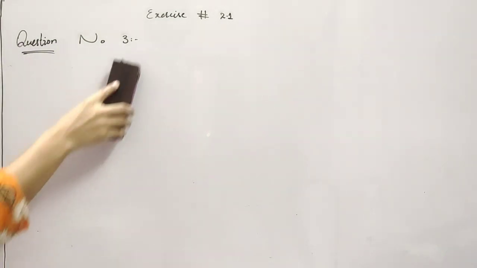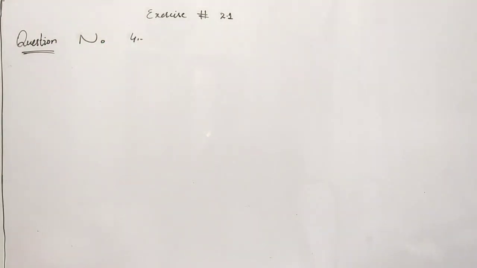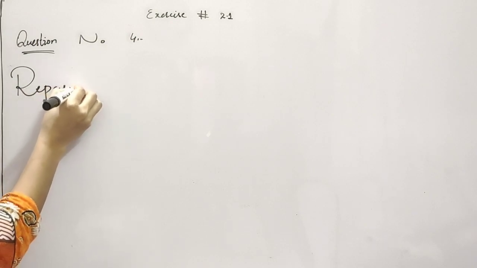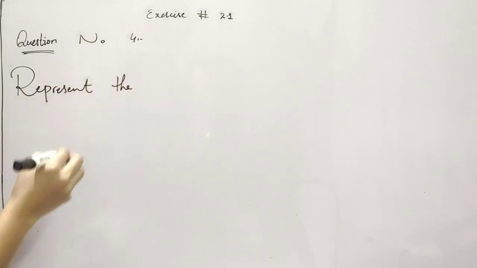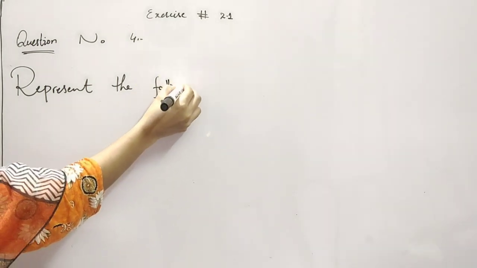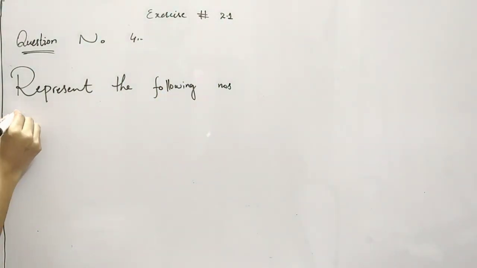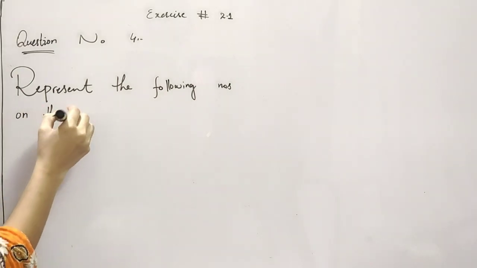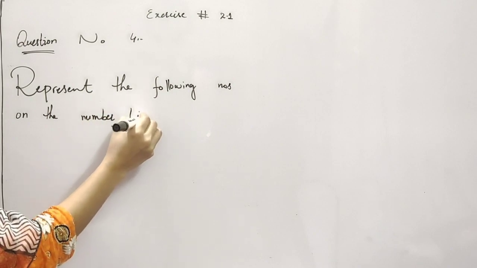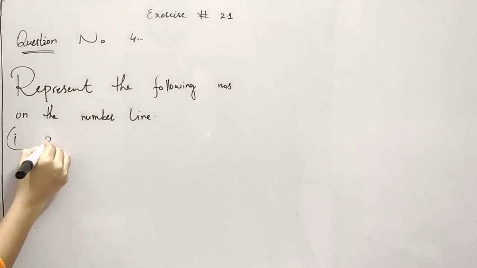Now we will solve question number 4 of the same exercise, and question number 4 is, represent the following numbers on the number line. And the first part is 2 by 3.